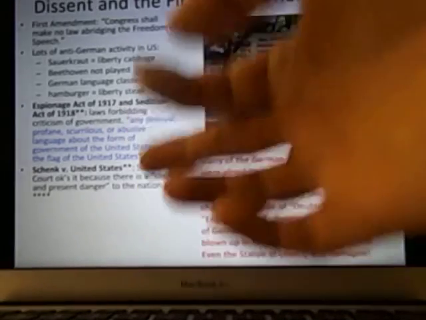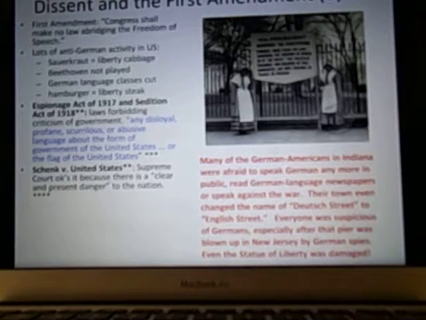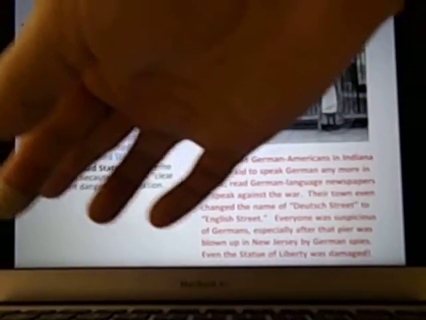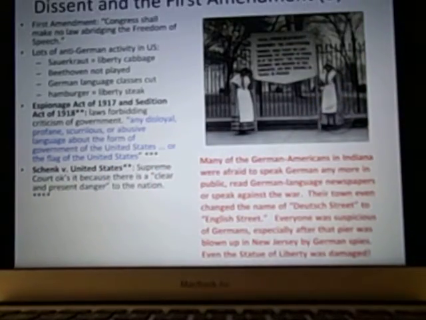There was this case, Schenck versus the United States, during the course of this war. This man was passing out little pamphlets telling people not to sign up for the draft, don't go off to war, and he got arrested, and he lost, but this idea of clear and present danger came out. The Supreme Court basically said it's okay for the government to make certain things illegal to say if there's a clear and present danger to the country.